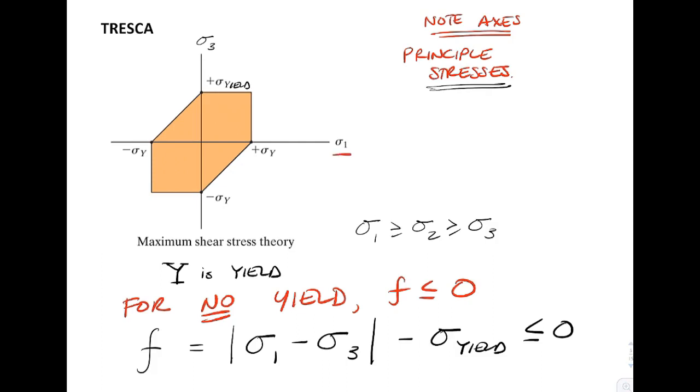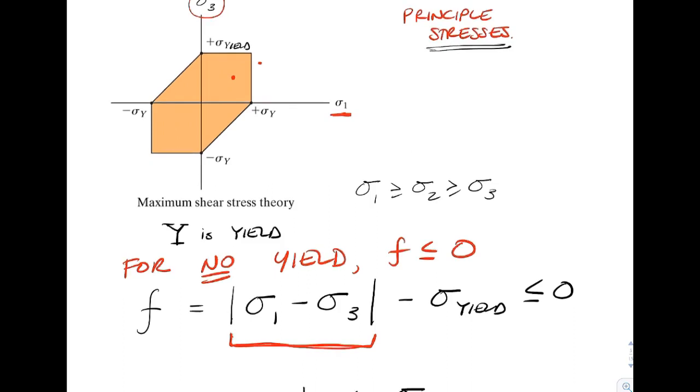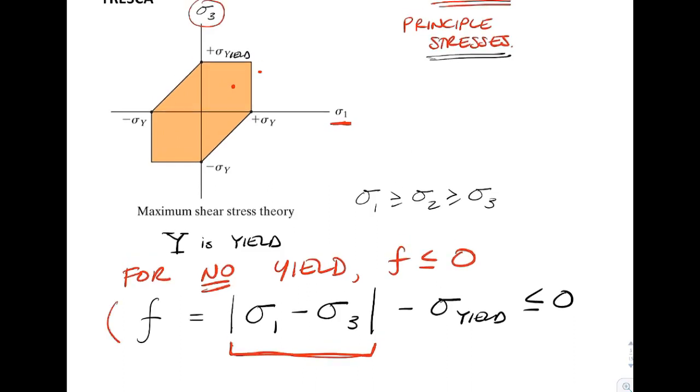So plotting here, this is principal 1, sigma 1. This would be sigma 3. And so if the state of stress is inside the yield surface, then the design is safe. If the state of stress has exceeded the yield surface, then yielding is predicted. So this criteria comes down to comparing the radius, or in this case the diameter of the biggest circle. We're comparing that directly to sigma yield. So this surface can be summed up in functional form.